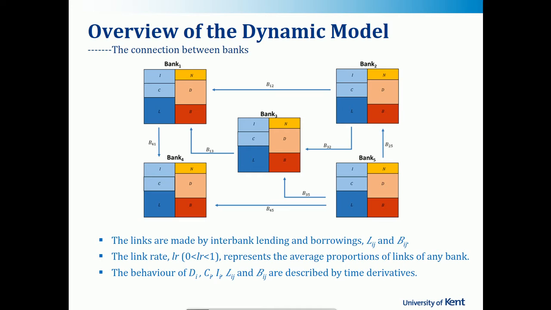The links between any two banks, I and J, are made of interbank loans and borrowings. A parameter called link rate has been developed to represent the average proportions of links of any bank. The link rate takes values between 0 and 1. The higher the link rate, the more links in the network.